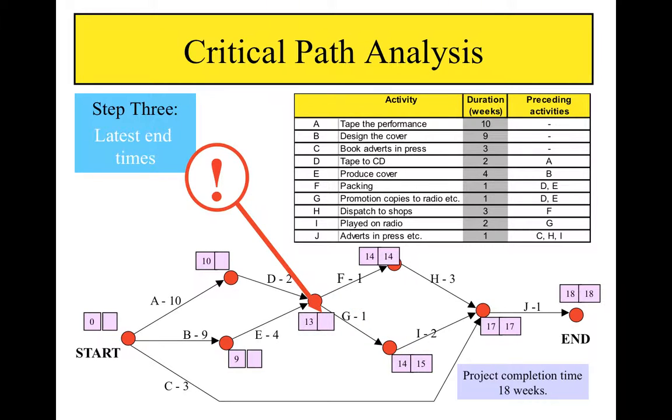And now we are faced with a choice. From activity F, 14 minus 1 is 13, or from activity G, 15 minus 1 is 14. Remember, going from right to left to find the latest times, we always pick the smaller value, which is 13 in this case. 13 minus 2 is 11. 13 minus 4 is 9.